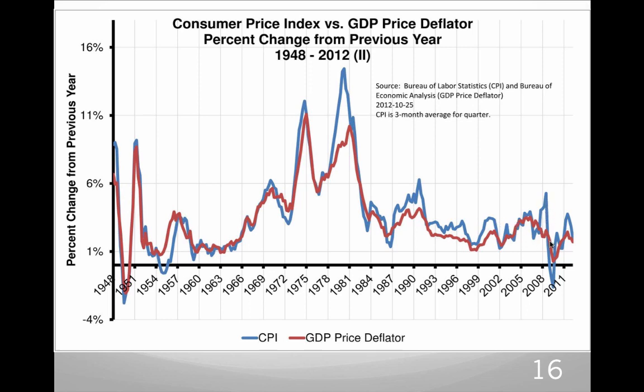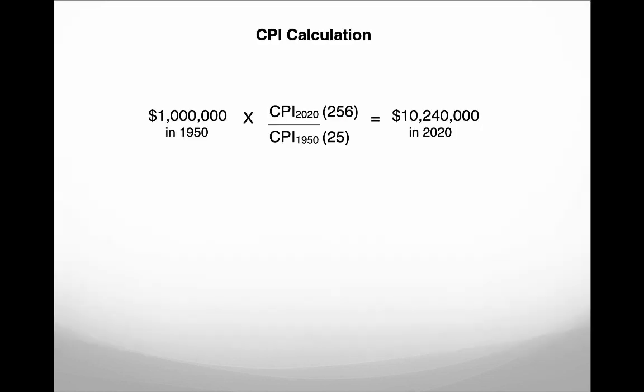You can see it's a little more volatile over here, but they're just two different ways of measuring the price index. So here's an example of how you could actually use it to calculate the value in different years. If you Google CPI calculator, it'll do this calculation for you, but it's very simple.